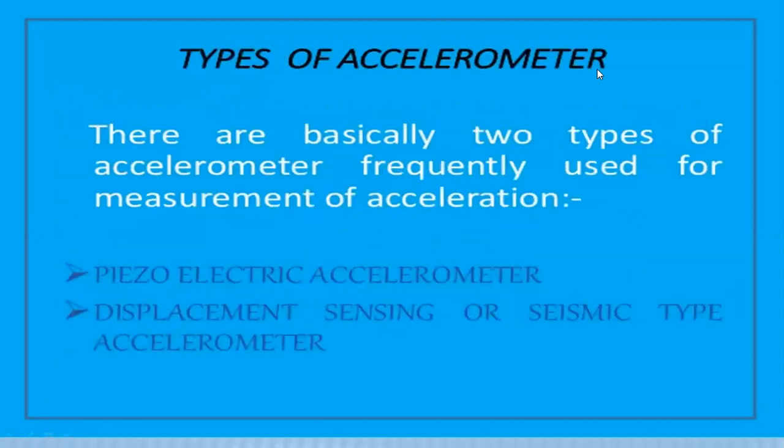What are the different types of accelerometers? There are basically two types of accelerometers: the piezoelectric accelerometer and the displacement sensing or seismic type accelerometer. These are the two different types of accelerometers used to measure acceleration. One is the piezoelectric accelerometer and the other is the displacement sensing or seismic type accelerometer.